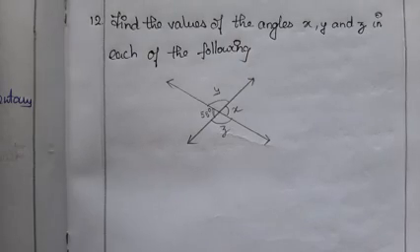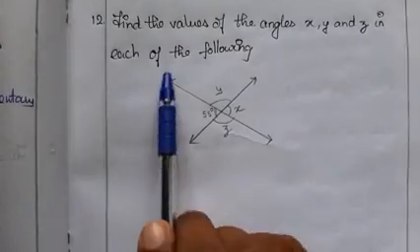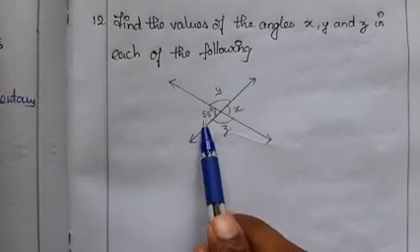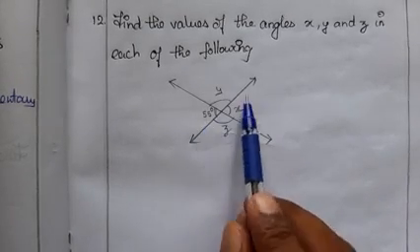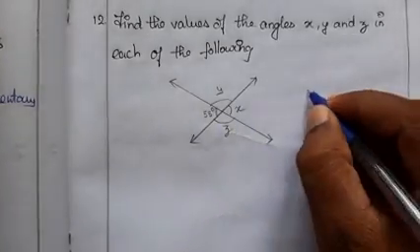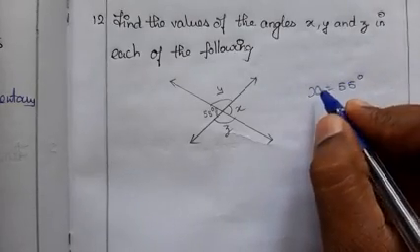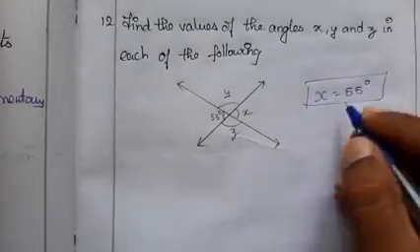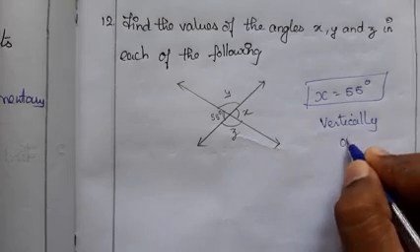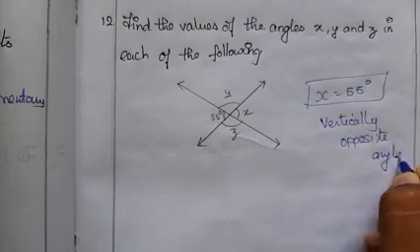So here we go for the next problem. Find the value of the angles x, y and z in each of the following. So we have to find x, y, z. One of the angles is given as 55 degrees and it's a vertically opposite angle, right? These two lines intersected. So x, we can easily say x is equal to 55 degrees, and we have to say the reason why, because vertically opposite angle.